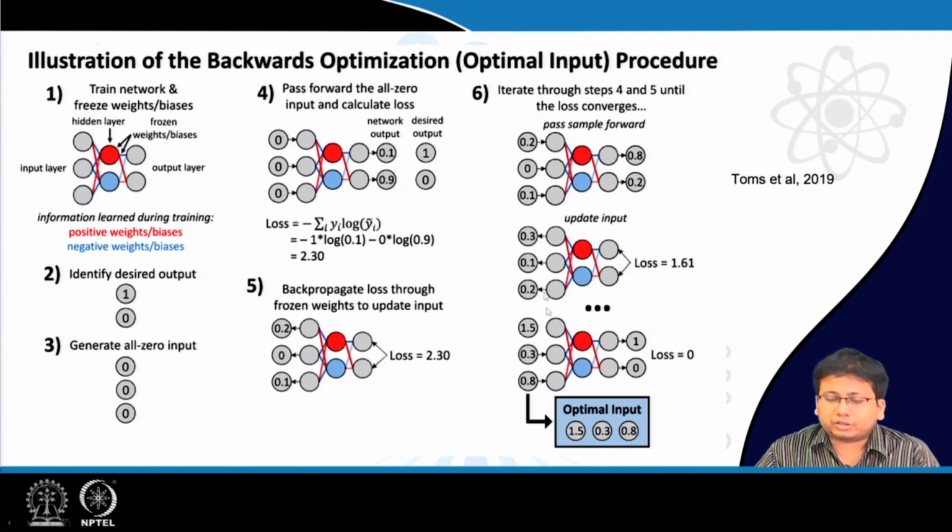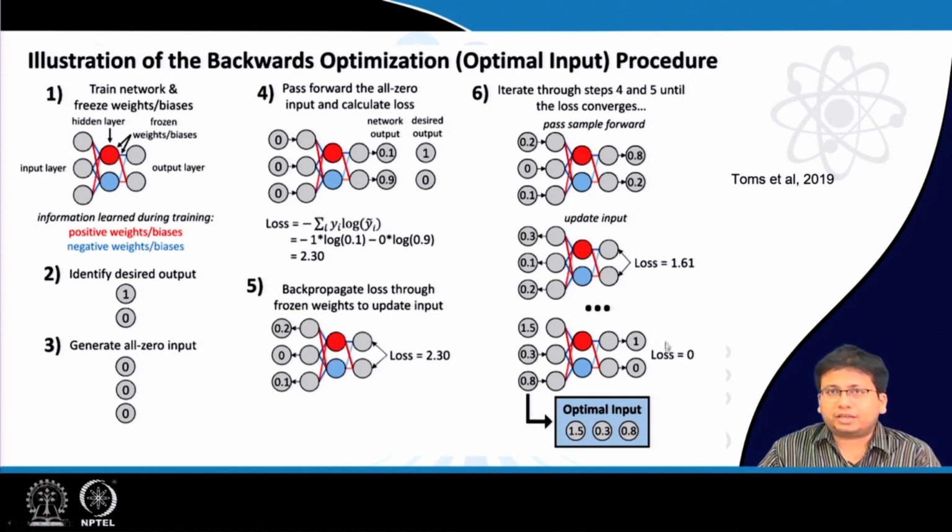So we just keep on doing this until the loss is very nearly equal to 0, and then whatever input we get is the desired input. That is, we see that for the input of, in this case, 1.5, 0.3, 0.8, the output prediction is class A probability 1, class B probability 0, and this is exactly what we desired. So this is then a prototypical feature vector which will be confidently classified as class A.